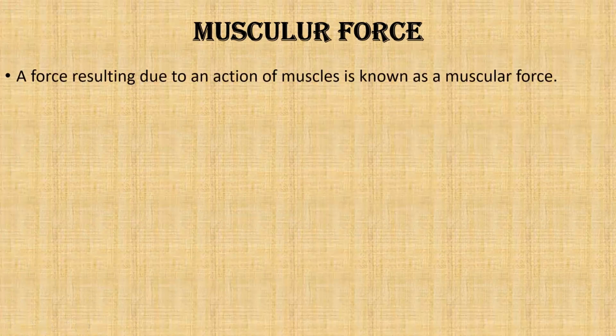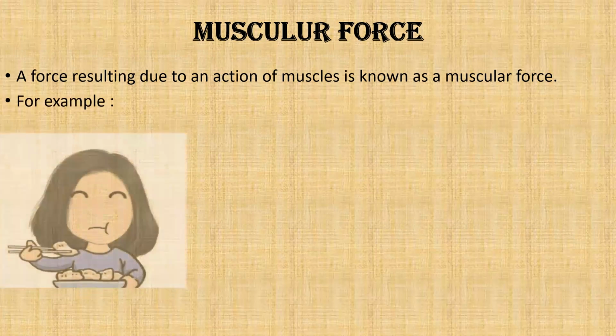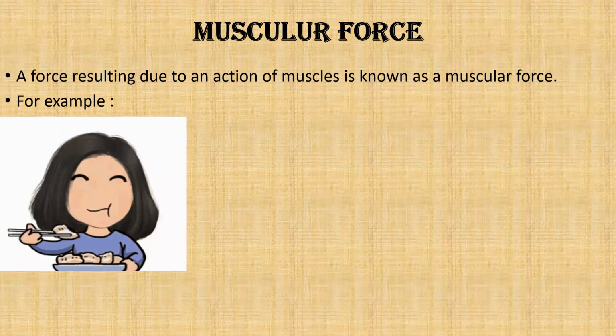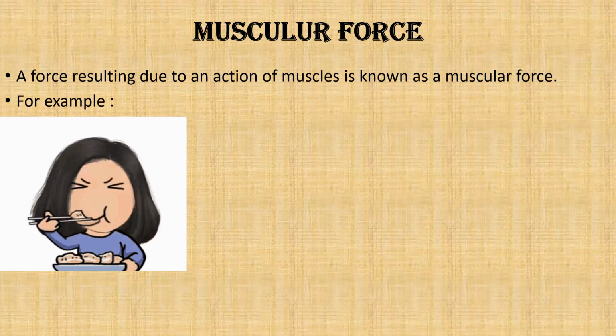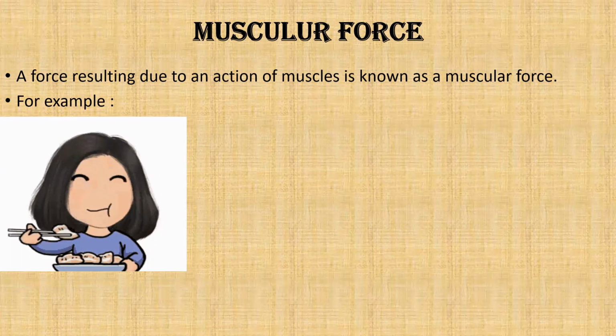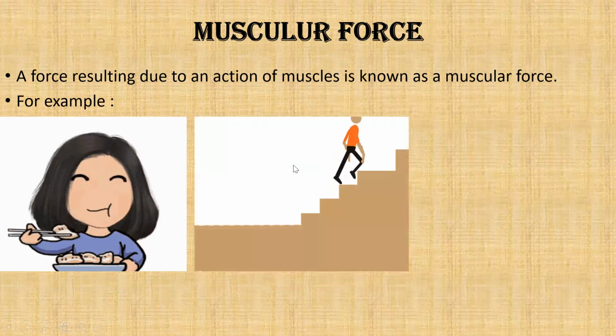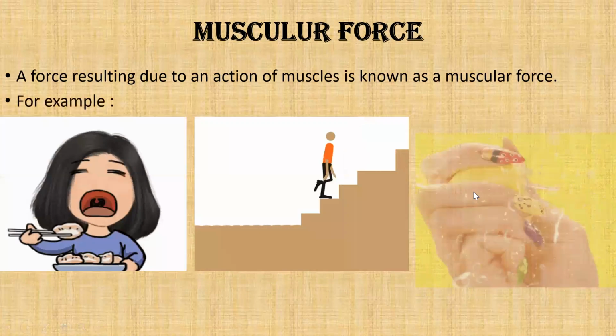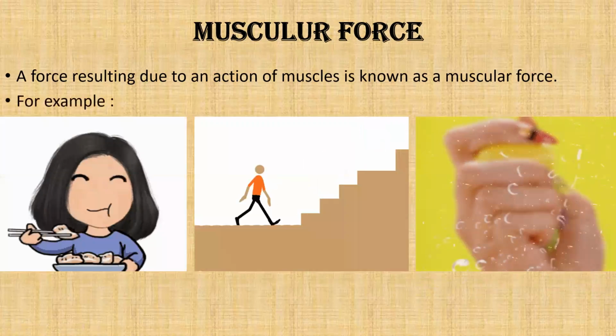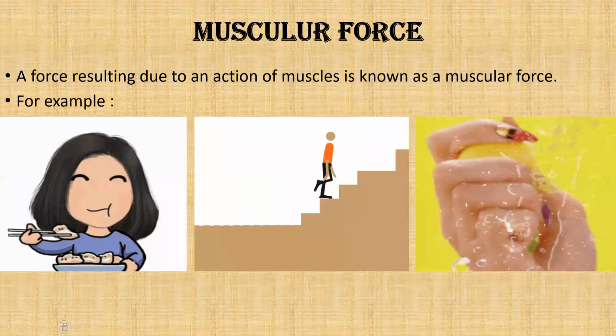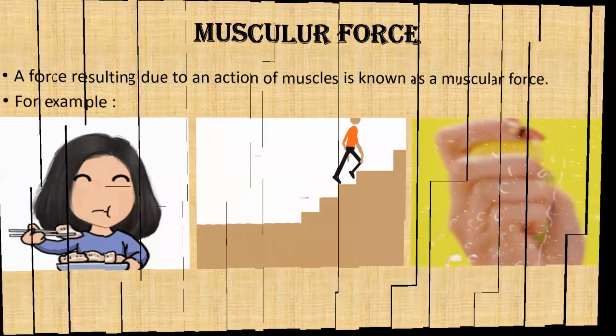A force resulting from the action of muscles is known as muscular force. What is muscular force? A force resulting from the action of muscles is known as muscular force. For example, eating. What is the muscular force applied over here? Chewing the food. Here, climbing stairs. Squeezing a lemon. These are all some examples of muscular forces.